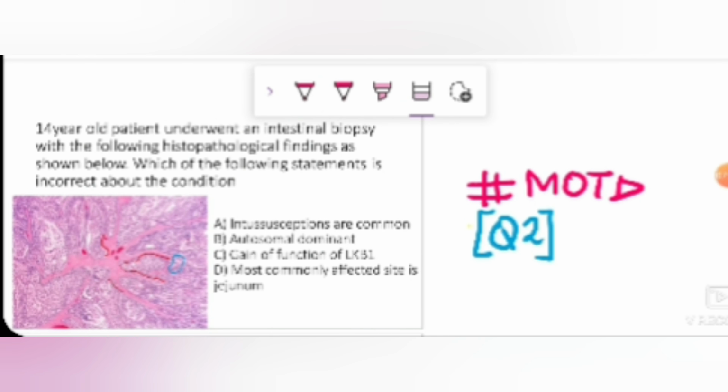Here we have a 14-year-old patient who underwent an intestinal biopsy. Okay, so there's a 14-year-old patient, intestinal biopsy, and that shows the following histopathological findings. So I've given you an image, and which of the following statements is incorrect about the condition? So they're asking you the incorrect statement. Option A, intussusceptions are common, autosomal dominant, loss of function of LKB1, and most commonly affected site is jejunum. So you have to get me the incorrect statement.